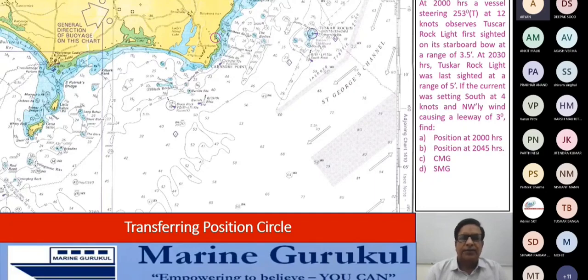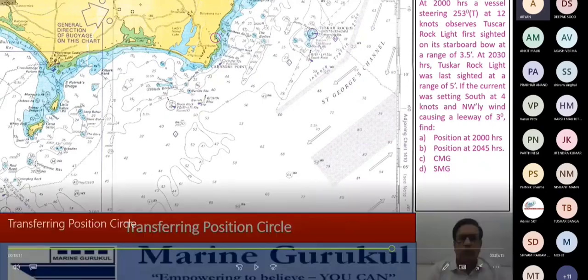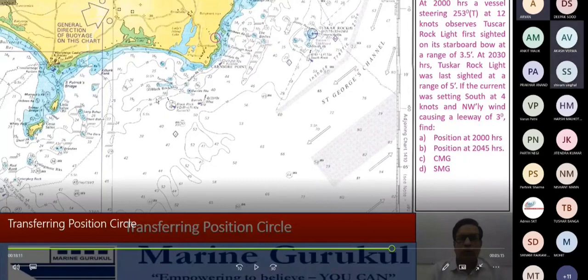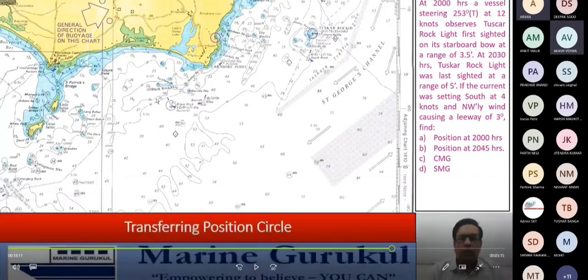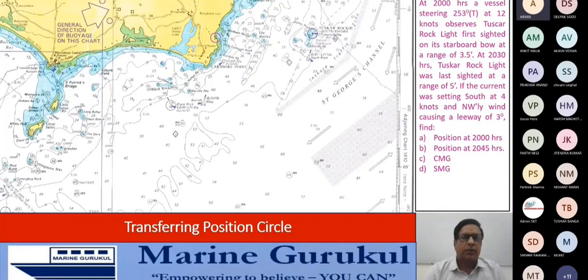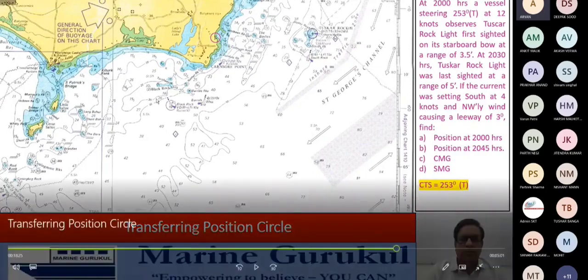Now, in this case, since we have to allow for both wind and current, as we already know, beta, when we allow for wind and current, which is allowed first? Sir, first wind, then current. Very good, beta. We first need to allow for wind followed by current. As far as allowance for wind is concerned, it can be made on the answer sheet. So CTS 253 degrees true. You can see the yellow highlighted. So beta, can you tell me what will be the effective course in this case?